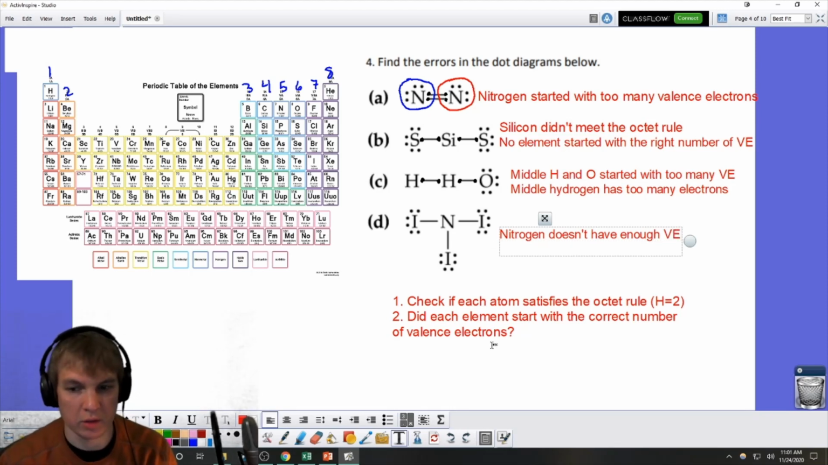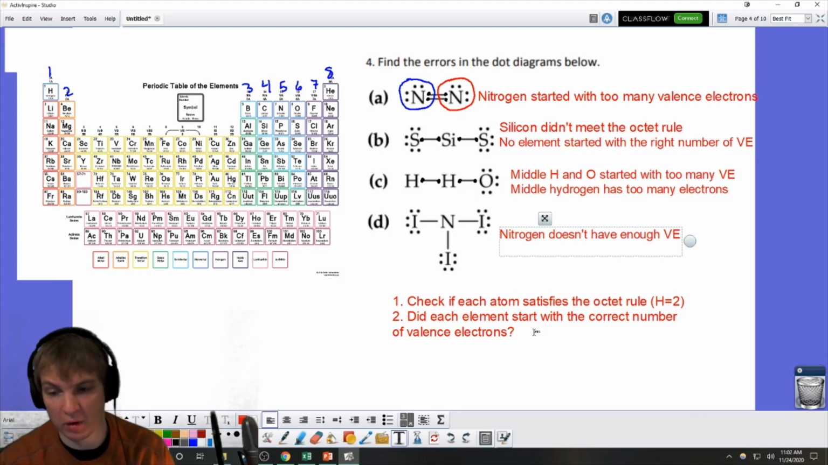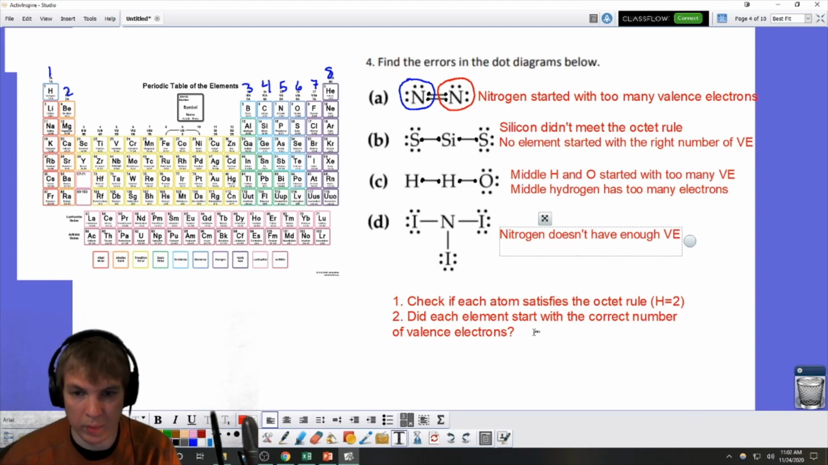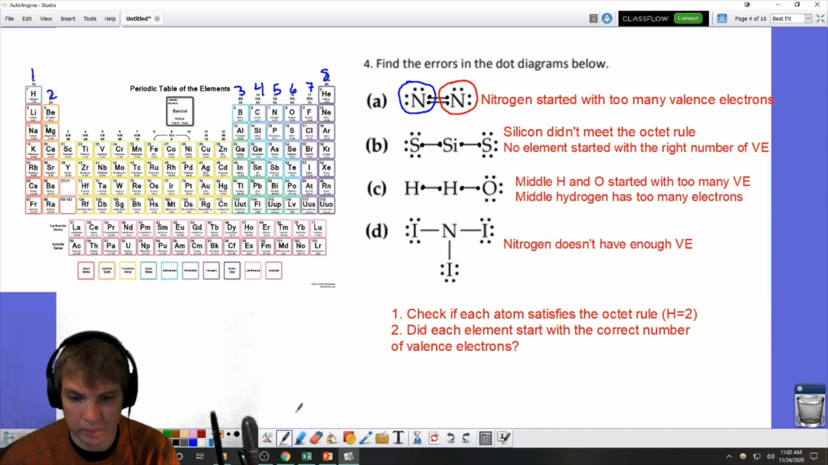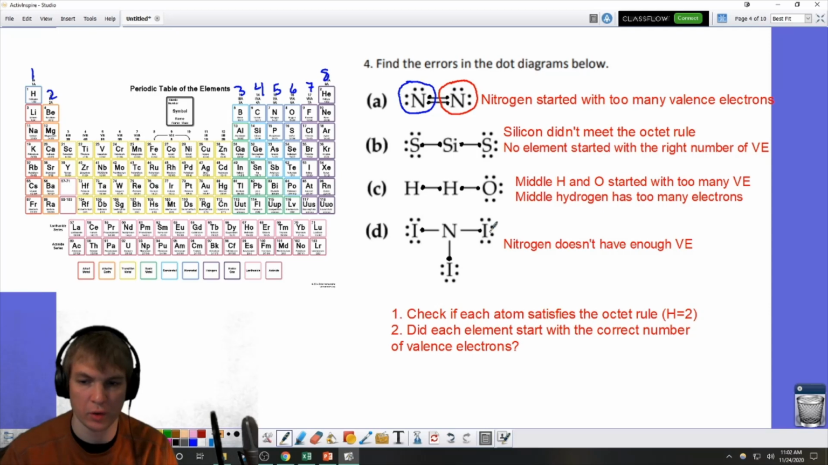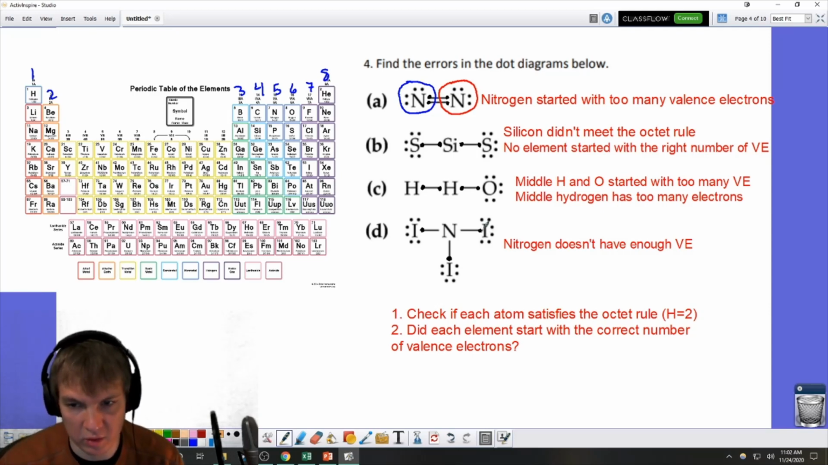Now let's check also, did the elements start with the correct number of valence electrons? Iodine was supposed to start with 7. 1, 2, 3, 4, 5, 6, 7. So that looks good. 1, 2, 3, 4, 5, 6, 7. That looks good. So the iodines, they're okay. They started with the correct number of valence electrons.